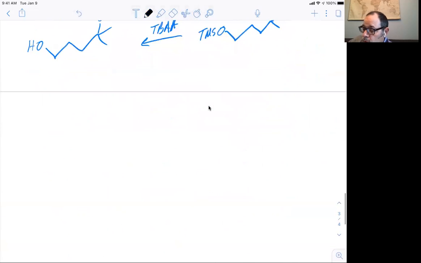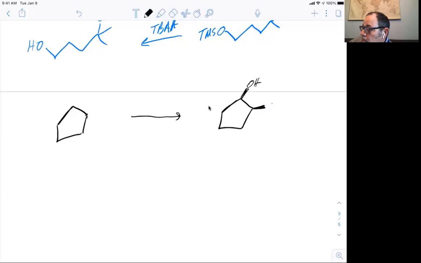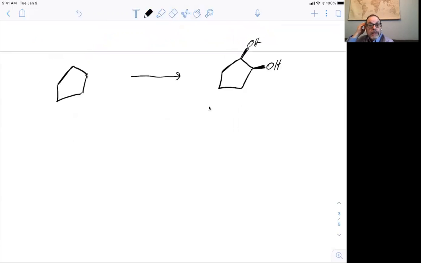Let's try another one. What I'm trying to do here is go through several different synthetic strategies. So again, let's take a couple minutes. Look at this one, evaluate your structures.